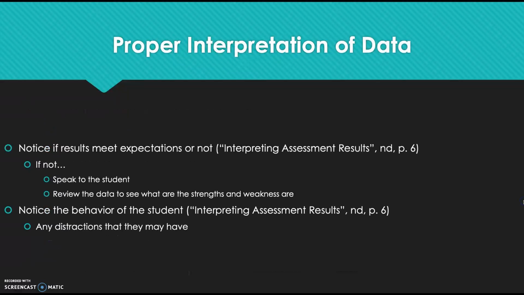So it's important when we are reviewing the results of the assessment that we are interpreting the results properly. What is important is that we pay attention to if the student is or is not meeting expectations. If not, then we need to talk to the student and review the assessments. We also may need to see if there was anything that could possibly be distracting the student, whether that be the environment that they took the assessment in or any other distracting behaviors of the student.